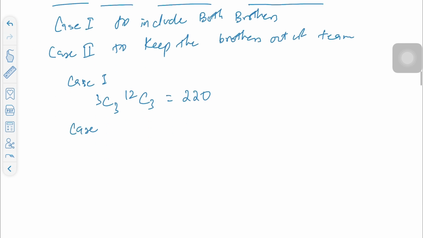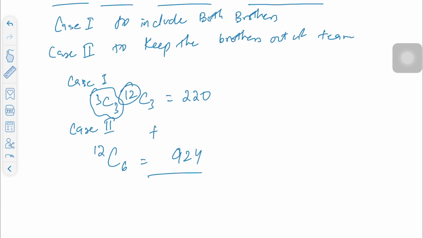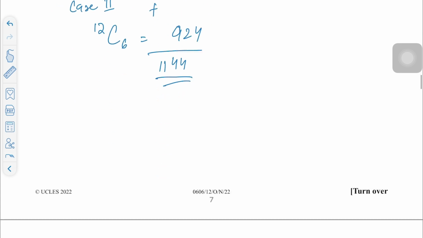and if you see case 2, the three boys are out of the equation, so we have to select 6 from the 12. This would be 924, I guess. Yes, and we'll add this up, so we'll get our answer as 1144. This is our final answer.